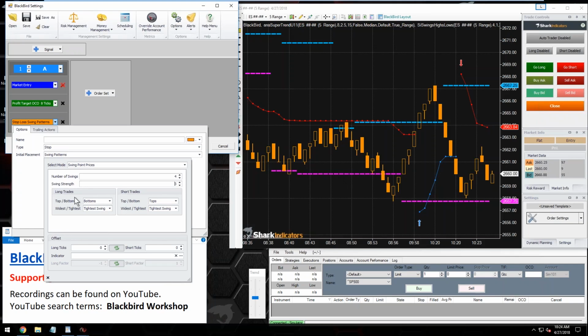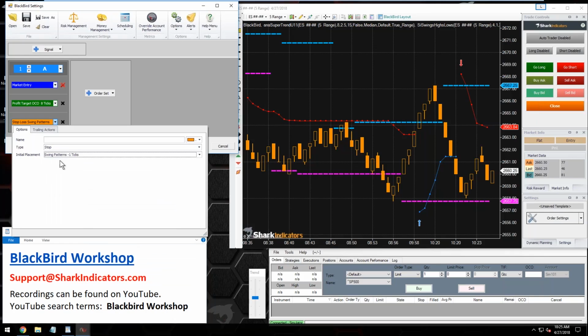So for long trades, we're going to use the bottom plot. What I have on the chart, the magenta and the blue hash lines, those are the widest swings. So there you go, set those to the widest swings. And if you want, you can add a tick offset from that. I guess, just for fun, I'll throw a tick offset. So there's our initial placement.